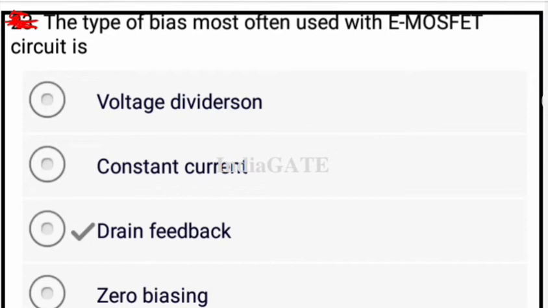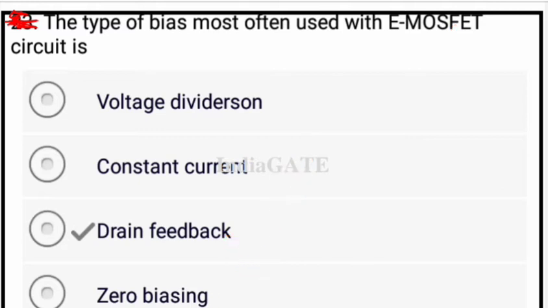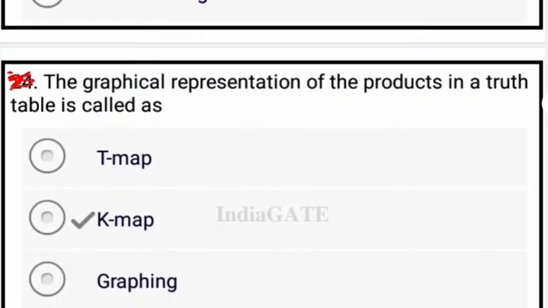Here the next question is defined: a type of bias mode often used with E-MOSFET circuits is, so there are 4 options, A, B, C and D, but the correct answer is option C, that is drain feedback. Okay, the type of bias most often used with E-MOSFET circuits is drain feedback. This is the most important question which is asked in the EKT.